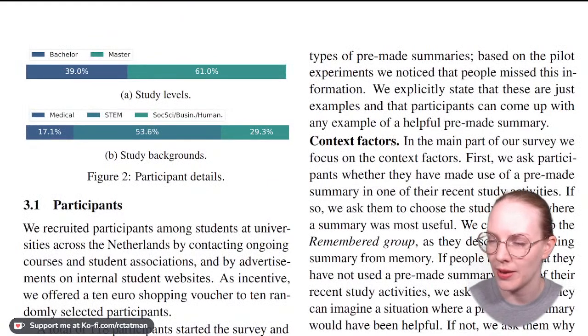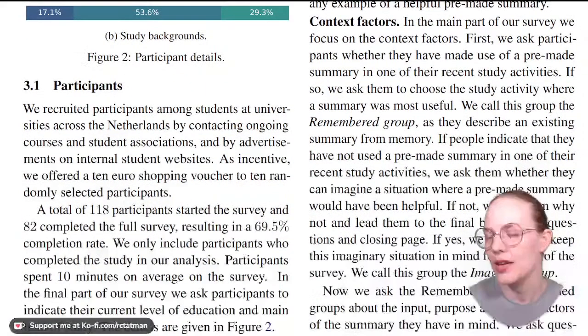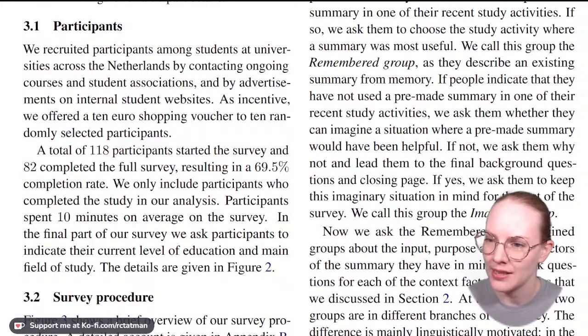Based on the pilot experiments, we noticed that people missed this information. We explicitly state that these are just examples and that participants can come up with any example of a helpful pre-made summary. In the main part of our survey, we focus on the context factors. First, we ask participants whether they have made use of pre-made summary in one of their recent study activities. If so, we ask them to choose the study activity where summary was most useful.